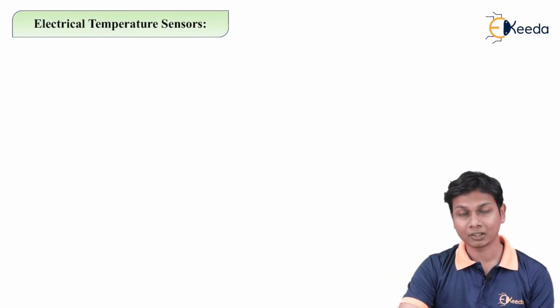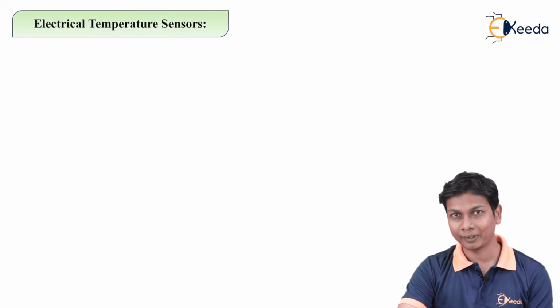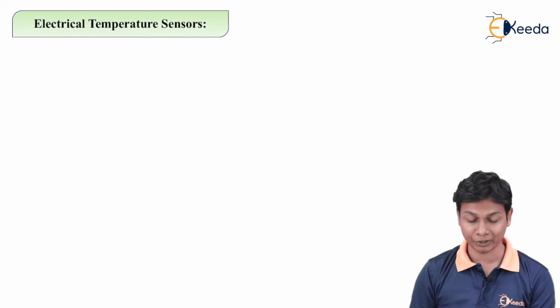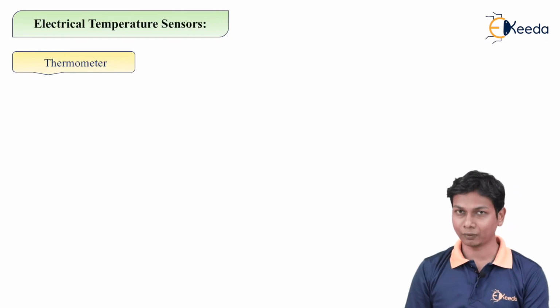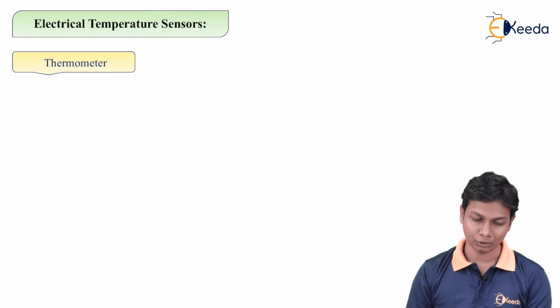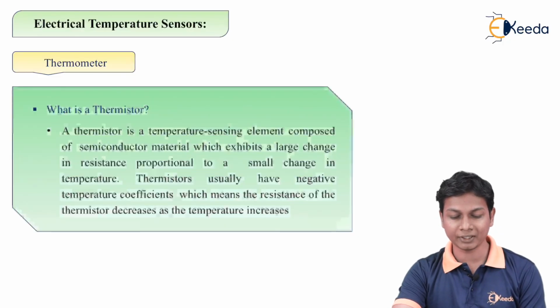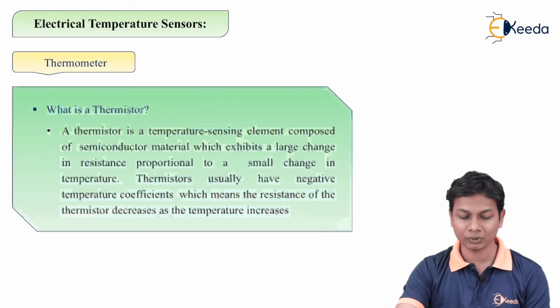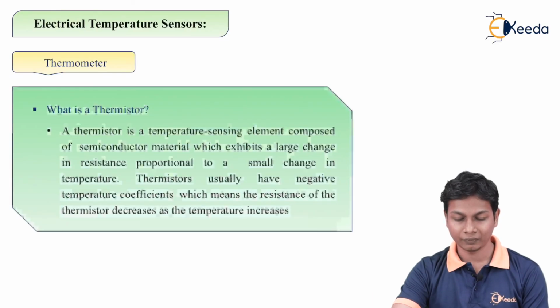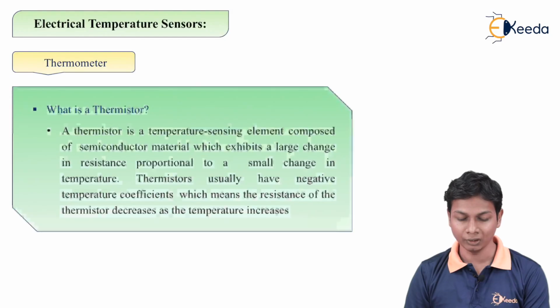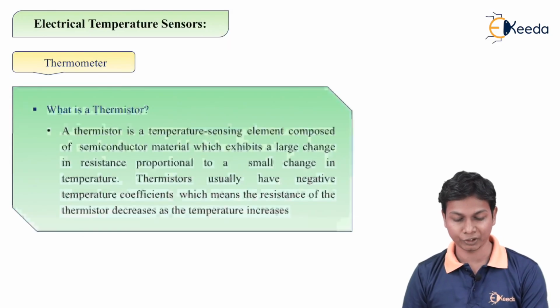Mechanical temperature sensors we already know, that is bimetal strips and various examples. Now it's time for electrical temperature sensors. One of the topmost examples is the thermistor. A thermistor is a temperature sensing element composed of semiconductor material which exhibits a large change in resistance proportional to a small change in temperature.